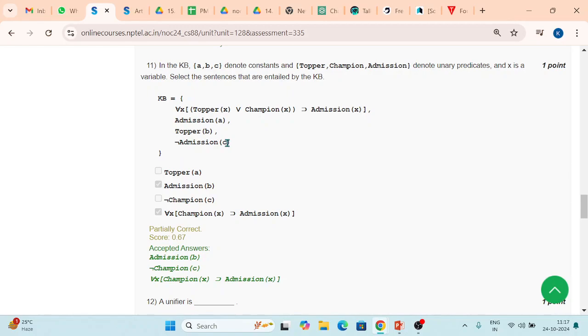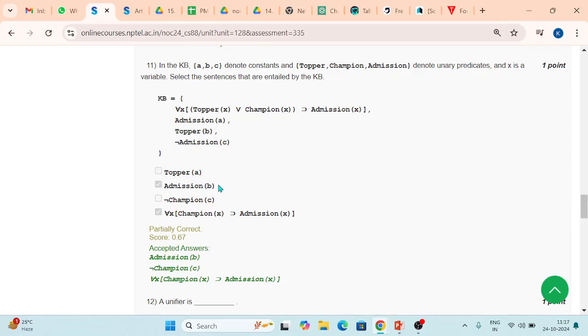From this one they had given topper of x or champion of x. Anything is okay, then we can get that. If it is a topper or champion, then we can get the admission. They had given topper of B, so this condition is satisfied. Then we can say that we got the admission, so admission of B is correct. Next, they had given topper of B.